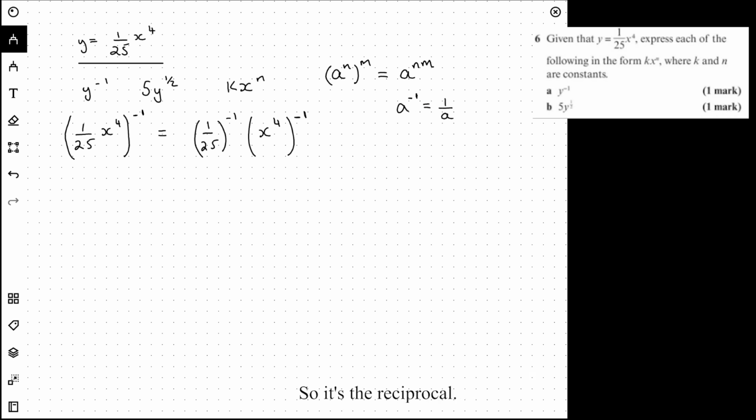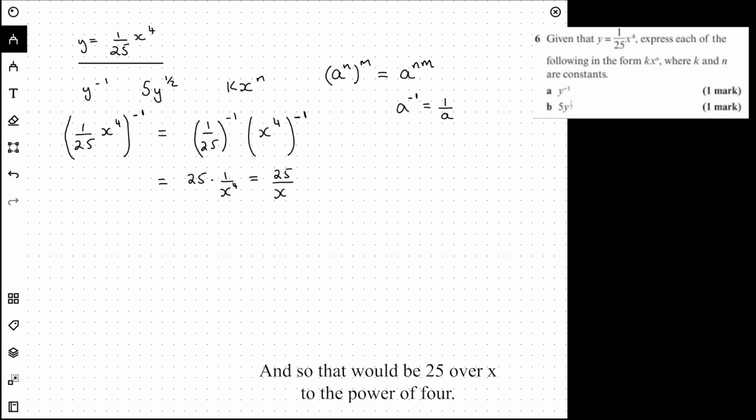So it's the reciprocal. So for this first bit here, the reciprocal of 1 over 25 is 25. The reciprocal of x to the 4 is 1 over x to the 4. So this would be multiplied by 1 over x to the 4. And so that would be 25 over x to the power of 4. And that's it. The next bit, we want 5y to the half.